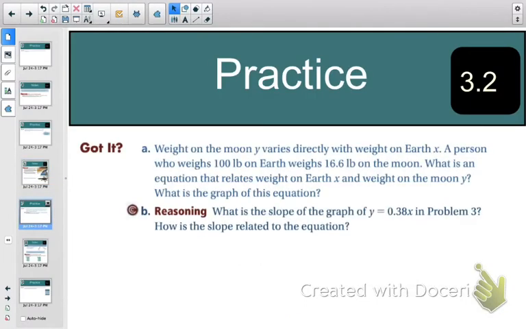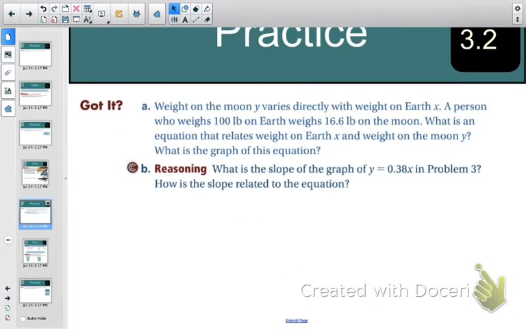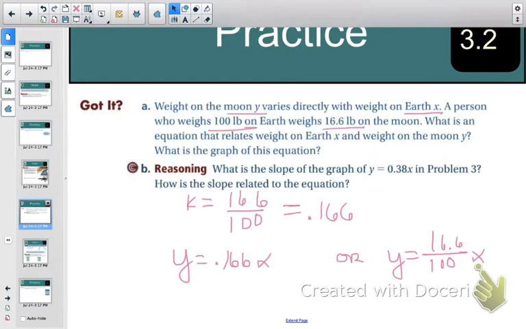Next. Okay, so go ahead and try this one. This one talks about the moon. I'll let you try this one. Go ahead and pause this in 3, 2, 1. Pause. All right, so if you weigh 100 pounds on Earth, you weigh 16.6 pounds on the moon. So even lighter than Mars, I think.